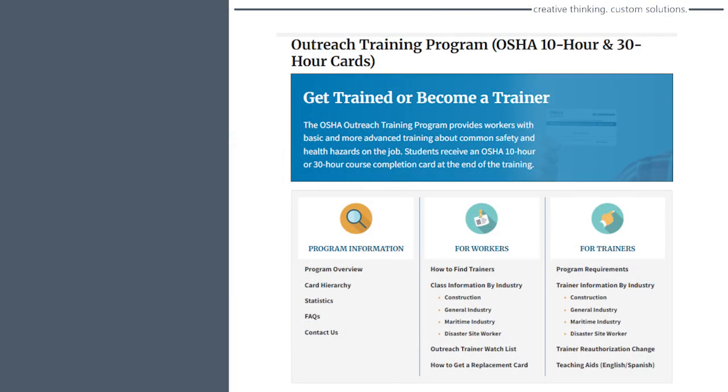this can get really expensive really fast. Finally, I just wanted to point out that OSHA has an outreach training program. They offer OSHA 10s and OSHA 30s for construction, maritime, and general industry. And you can get trained or become a trainer or find a trainer on OSHA's website if you just need general OSHA training.